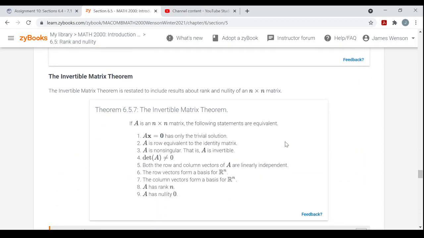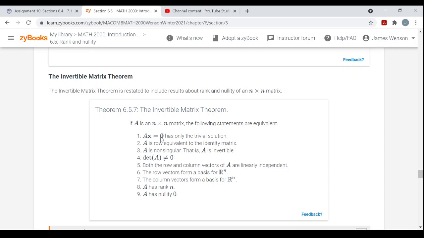All right, and finally, remember this has been mentioned before, but now we're just adding more statements onto it with the words rank and nullity. Remember this invertible matrix theorem? It's restated now to include more results. Right now, the following statements are equivalent if A is a square matrix, right, n by n. Meaning, again, if one of these is true, all 9 of them will be true. And if one of these is false, all 9 of them will be false.